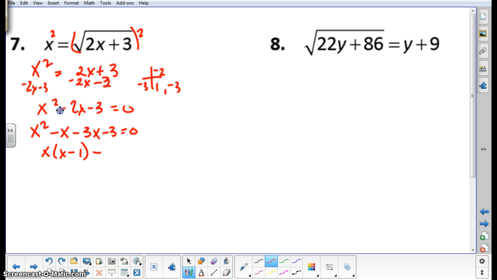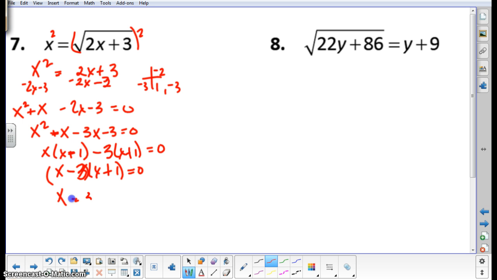Let's see, is that right? Did I not put, oh, I didn't put the plus 1. I'm going to fix that. I bet some of you caught that too. I can just hear it. Mrs. Morris, you left out the x. Minus 3x plus 1. So our two factors are x minus 3 and x plus 1. So our two candidates are x is equal to 3 or x is equal to negative 1.